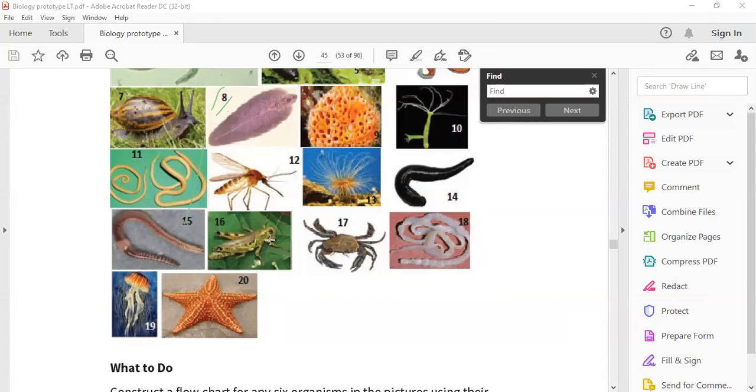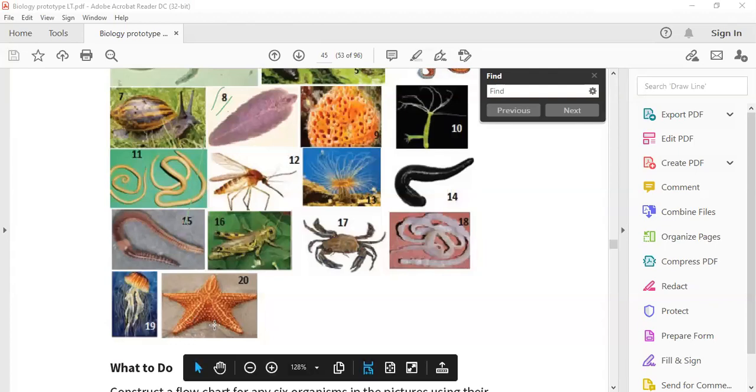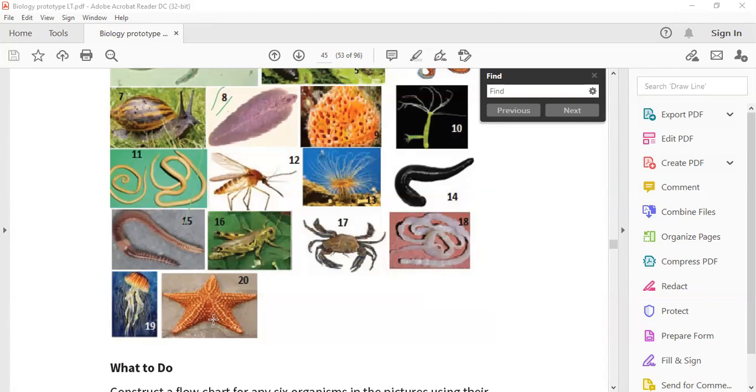Okay, then we have the echinoderms, the starfish. One thing about this starfish, the way it looks, it has actually only one opening. Yeah, just one opening there at the starfish.